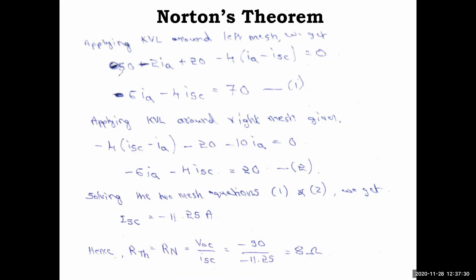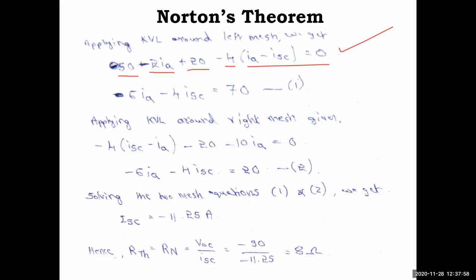So minus 2 plus 50 I have taken, then the current through the resistor minus 2 IA, then minus plus, so it is a rise, plus 20. Now the current is not open, right? The circuit is not open. If the circuit is open, current is 0. That's why we took IA earlier. Now since current is there, we have to consider IA minus ISC. This is the only change compared to the first KVL.